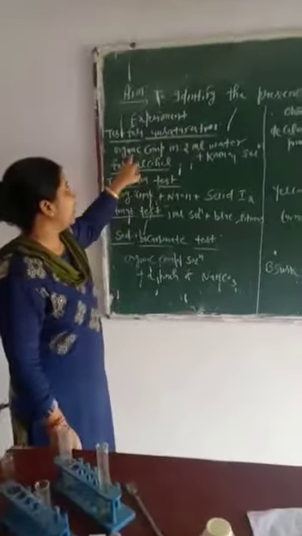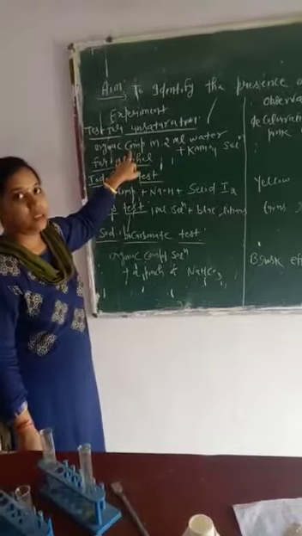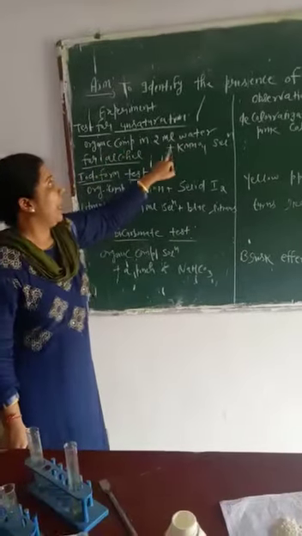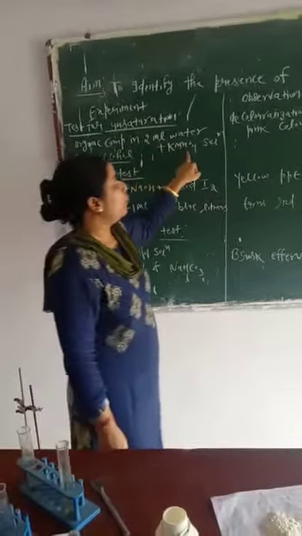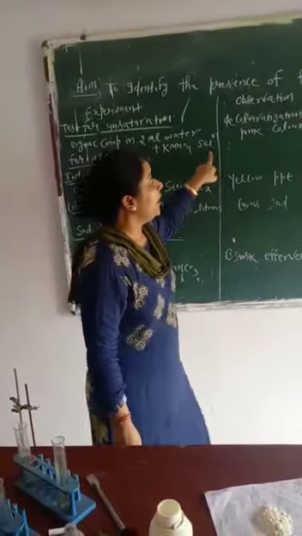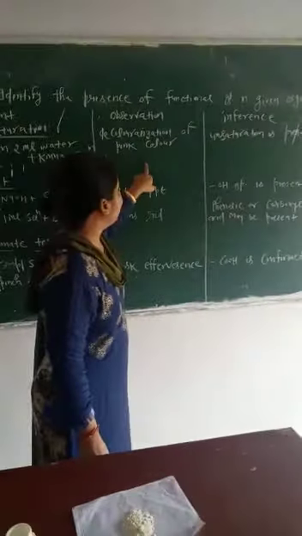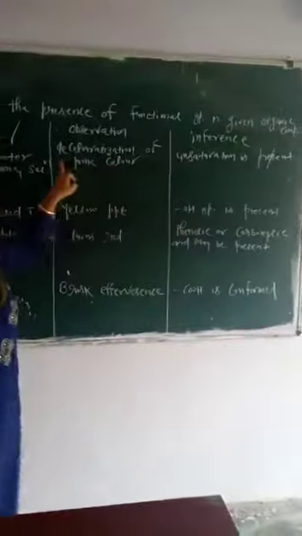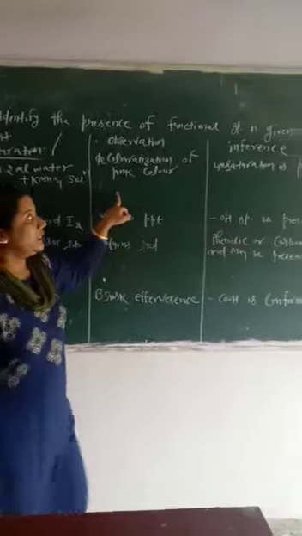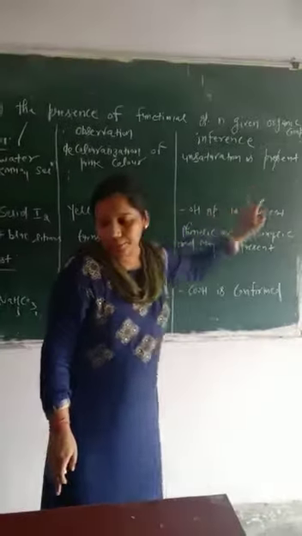In this we will take the organic compound in 2 ml water and we will add the KMnO4 solution. If the pink color is discharged, then unsaturation is present, and if the pink color is not discharged, then unsaturation is absent.